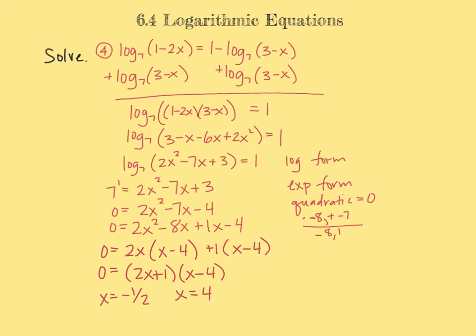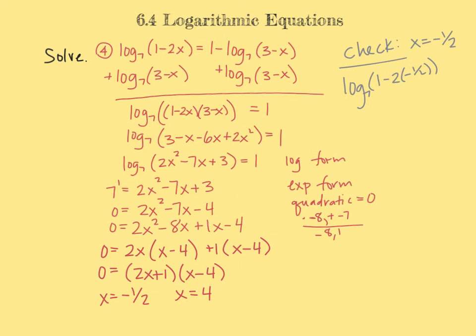Again, I say potential solutions because we need to check and make sure that these answers allow our logs to still have a positive inside. So if we take a look at the very beginning, our 2 log terms have a 1 minus 2x on the inside and a 3 minus x on the inside. So I'm going to check x equals negative 1/2 and make sure that it keeps what's on the inside positive. So let's check this. We'll have log base 7 of 1 minus 2 times negative 1/2. Is this positive? Yes.